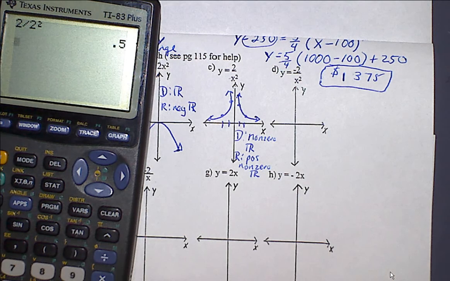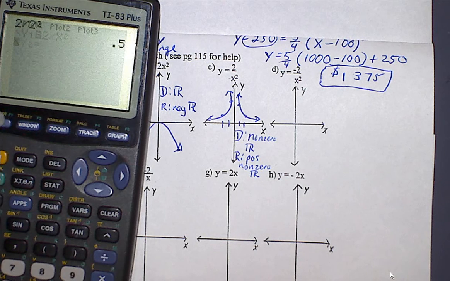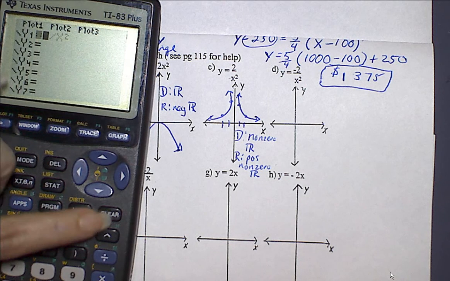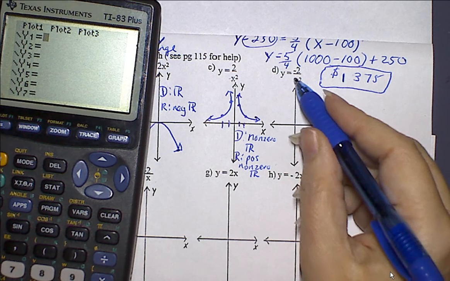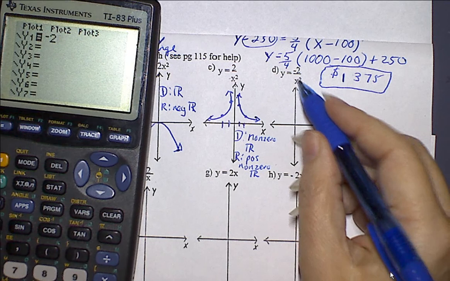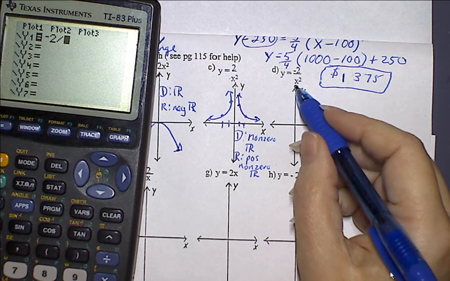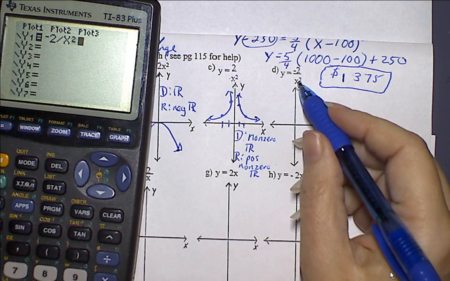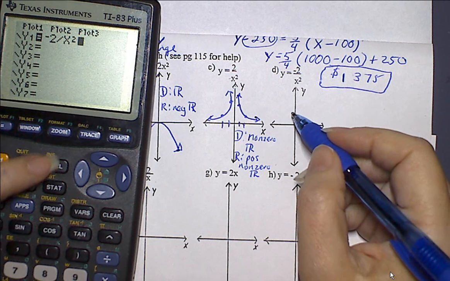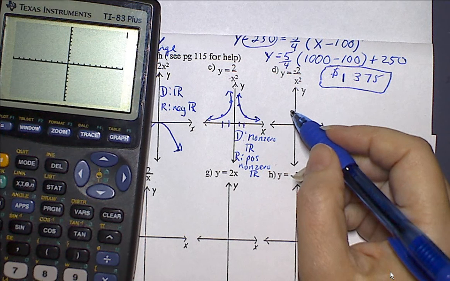Alright, now let's look at the next one. I want you to take a moment and put your y equals -2 divided by x squared into your graphing calculator. Graph. So it's this way.